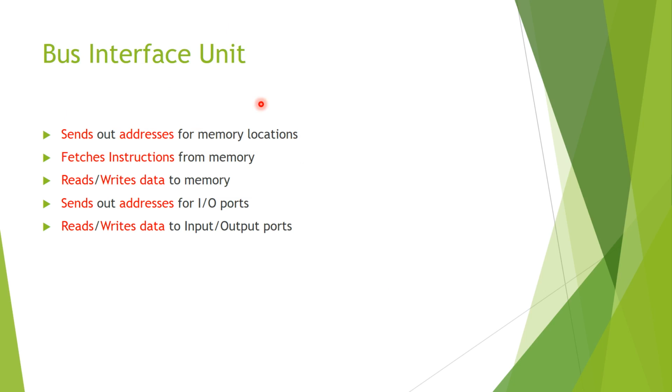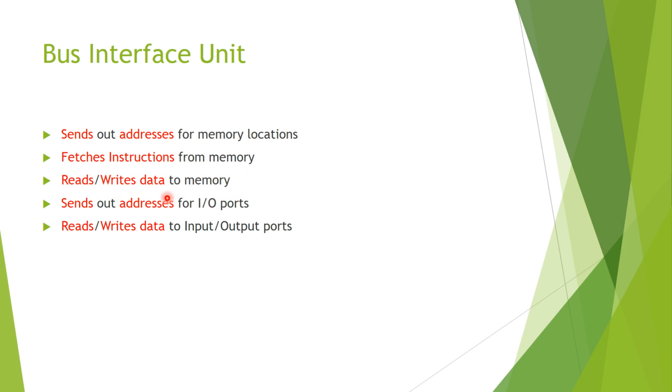Now this is the role of the bus interface unit, and we say that it is used for the communication with the external devices. So it is used to send out the addresses for the memory locations, and as we know, when we have to access the memory or input output device, we have to send the address to select or to identify that particular location or the input output device. So this bus interface unit is used to send these addresses to identify the particular memory location or the input output device. Then it fetches the instructions from the memory.